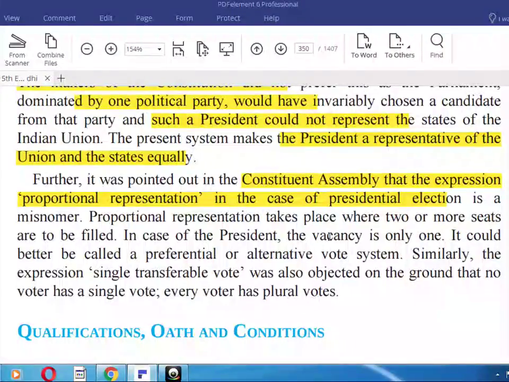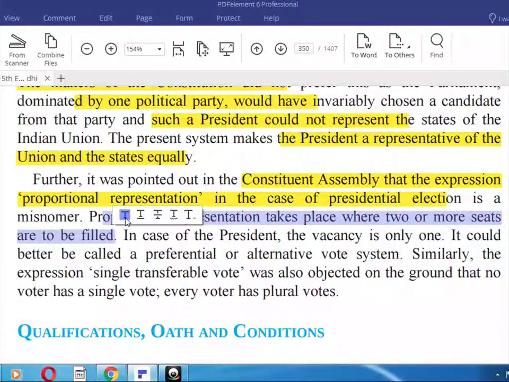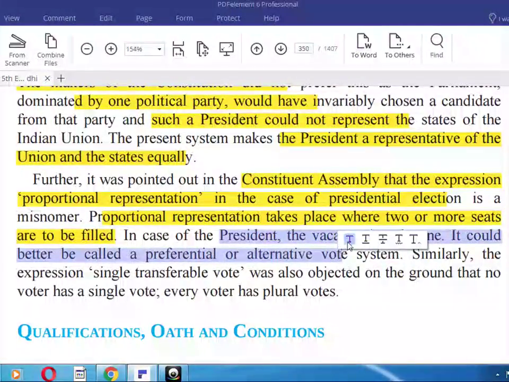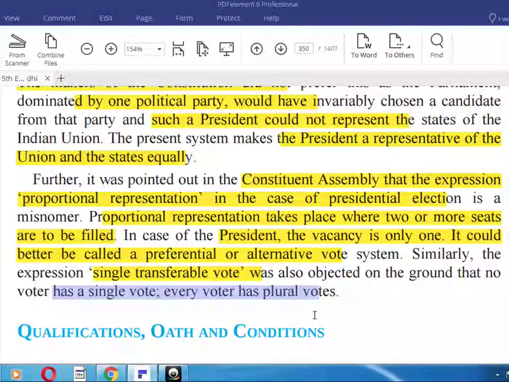Proportional representation takes place where two or more seats are to be filled. In case of the president, the vacancy is only one. It could better be called a preferential or alternative vote system. Similarly, the expression single transferable vote was also objected to on the ground that no voter has a single vote. Every voter has plural votes.